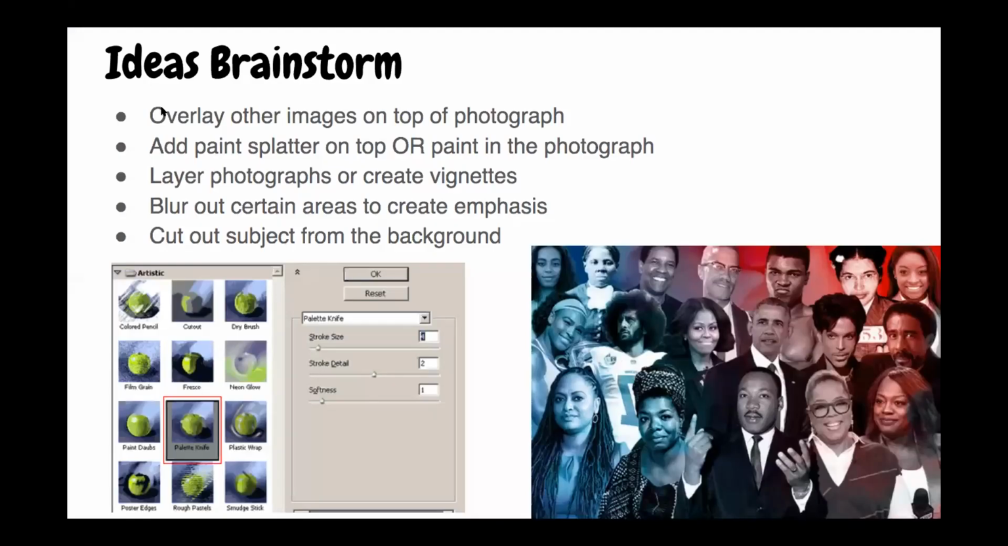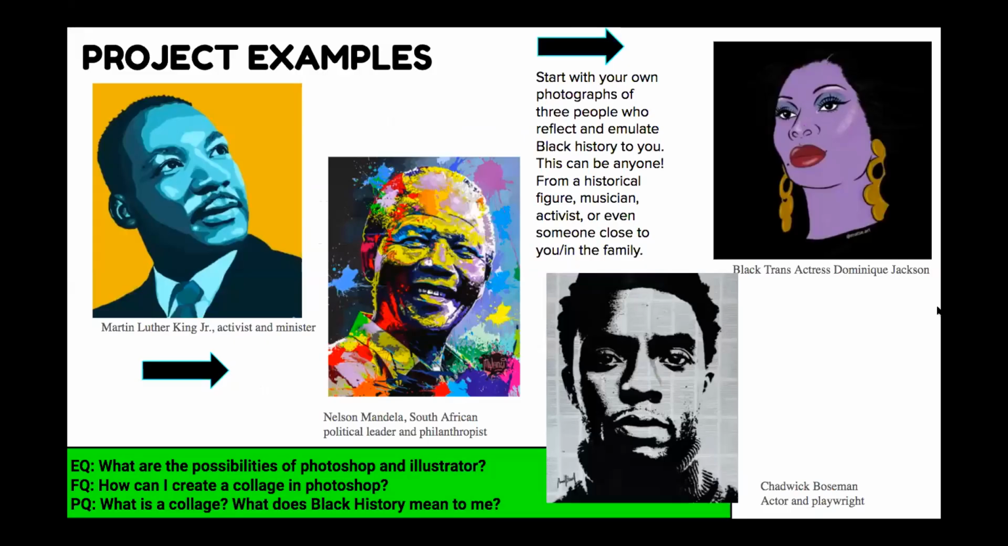So just so you guys know, here's some ideas of what you can do. Overlay other images on top of that photograph. You can do multiple photographs, add them in together, add in paint splatter or paint on the photograph, layer photographs, create vignettes, meaning multiple images, dark around the edges, blur out certain areas to create emphasis, and you can also cut out the subject from the background. These are just some examples of ways that you can digitally transform a photograph into a painting.